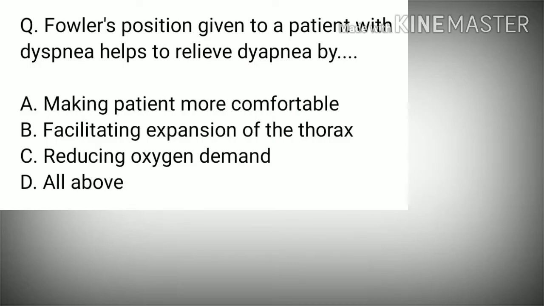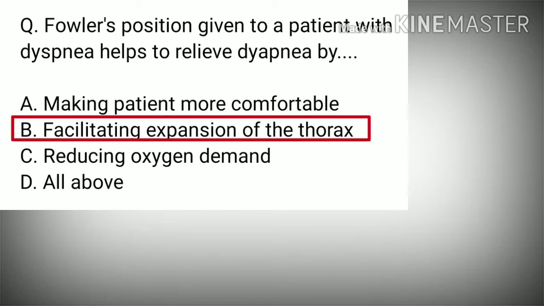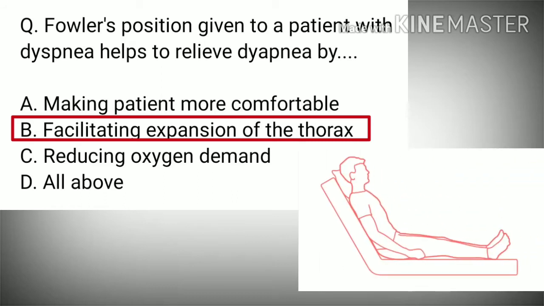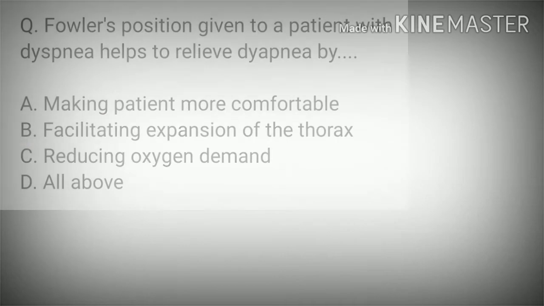Fowler's position is given to a patient with dyspnea. It helps to relieve dyspnea by: A. Making patient more comfortable, B. Facilitating expansion of the thorax, C. Reducing oxygen demand, D. All above. And the correct answer is B. Facilitating expansion of the thorax. Providing an upright position to the patient facilitates the diaphragm to improve thorax expansion. So Fowler's position helps to relieve the dyspnea.